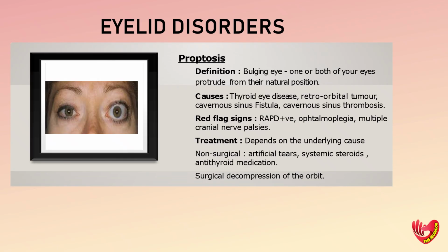Proptosis, on the other hand, is the protrusion of the eyeball from its natural position. Conditions such as Graves' disease, cavernous sinus fistula, cavernous sinus thrombosis, and retroorbital tumor can cause proptosis. CT or MRI of the orbit could be useful tools to identify the underlying pathology. Treatment is based on the underlying cause.